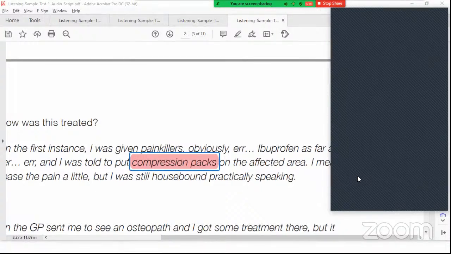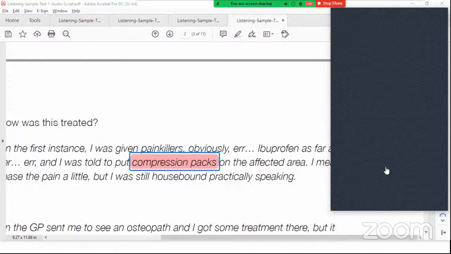How do you want OET to give you a mark for this? If you write, okay, a compression pack, the answer is wrong, because he clearly said it is compression packs. Compression packs. This is the correct answer. Why is it the correct answer? You have two chances here, two options.